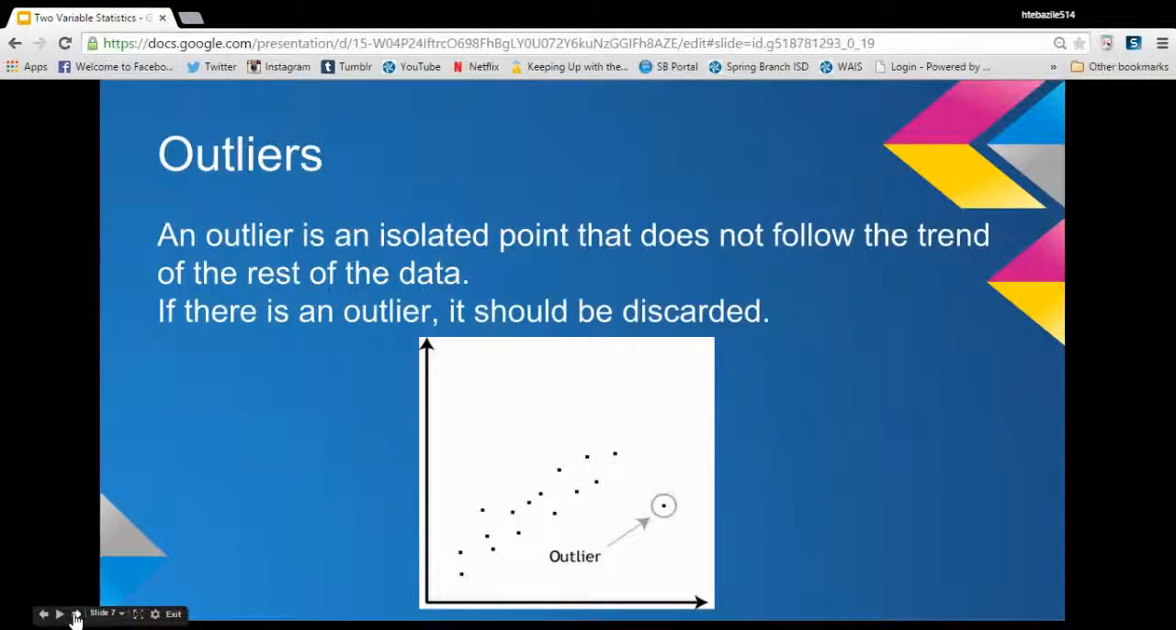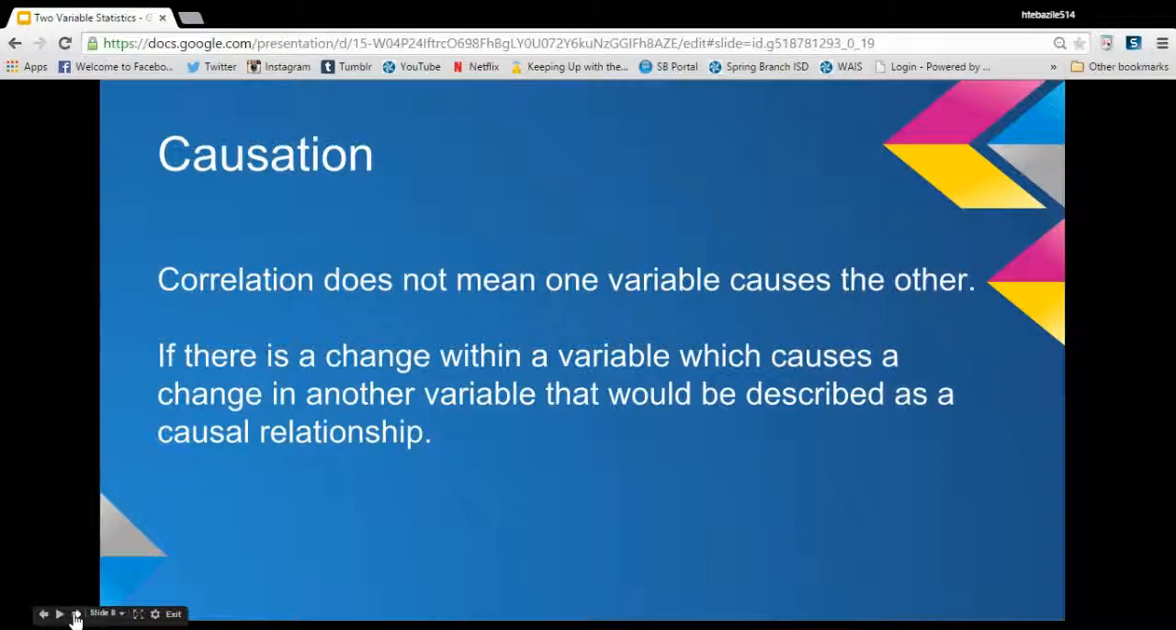Outliers. An outlier is an isolated point that does not follow the trend of the rest of the data. If there is an outlier, it should be discarded. Causation. Correlation does not mean one variable causes the other. If a change within a variable causes a change in another variable, that would be described as a causal relationship.